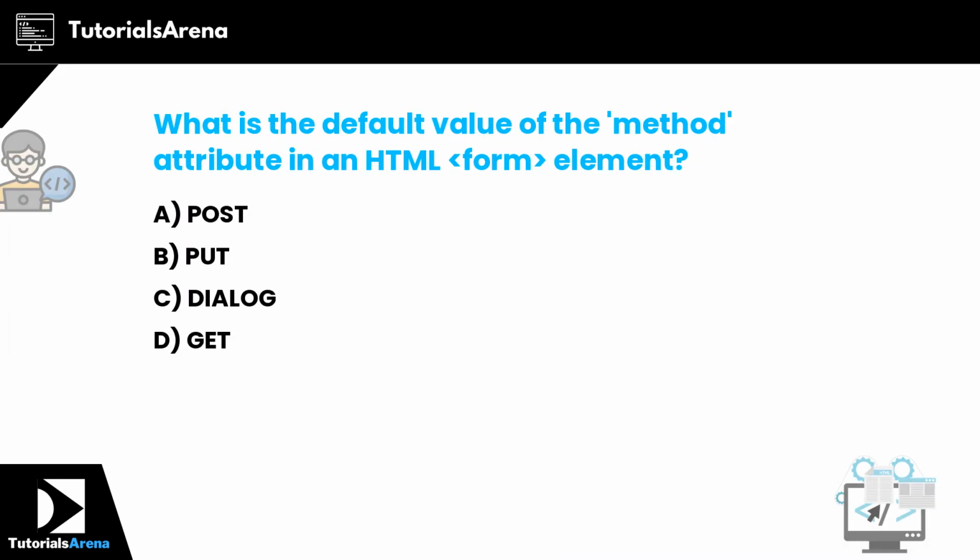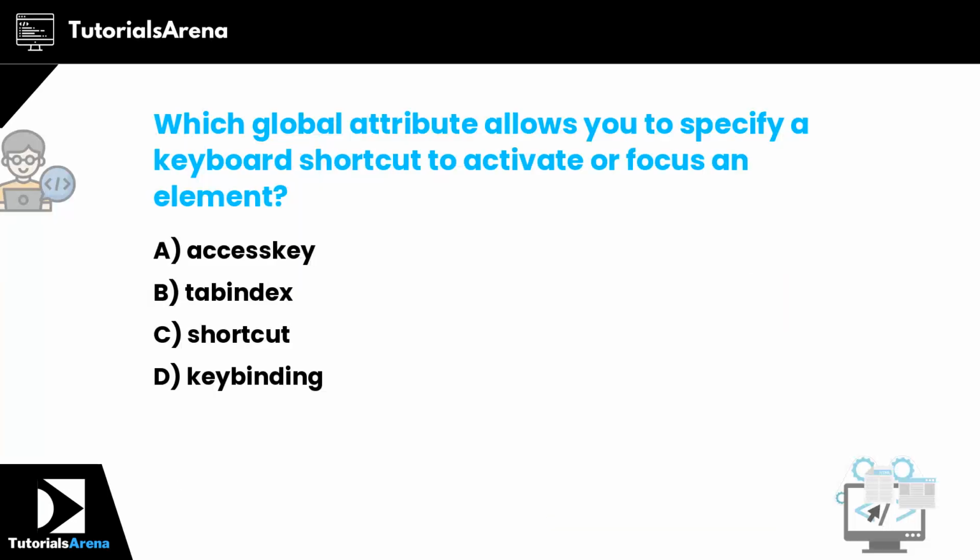What is the default value of the method attribute in an HTML form element? The correct answer is option D, get. Which global attribute allows you to specify a keyboard shortcut to activate or focus an element? The correct answer is option A, accesskey.